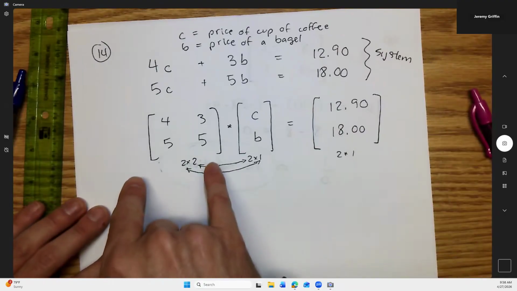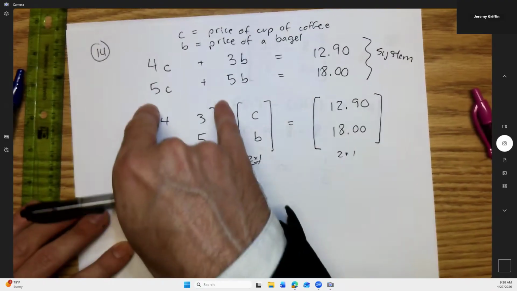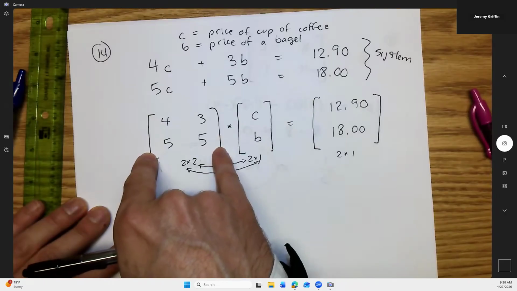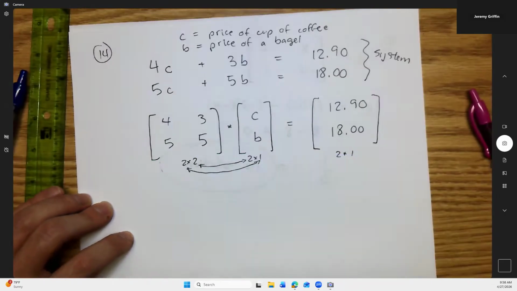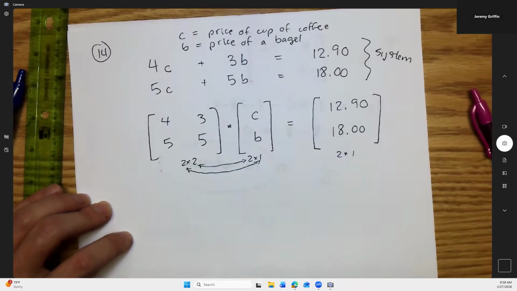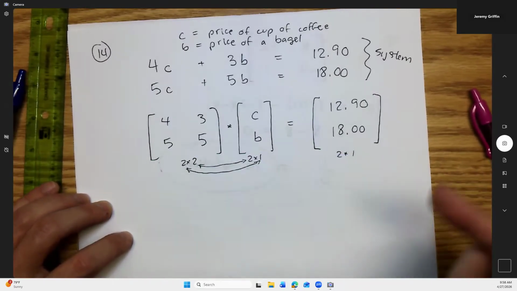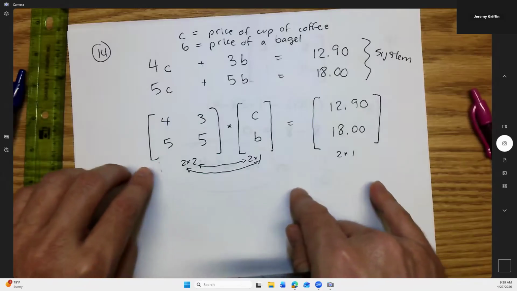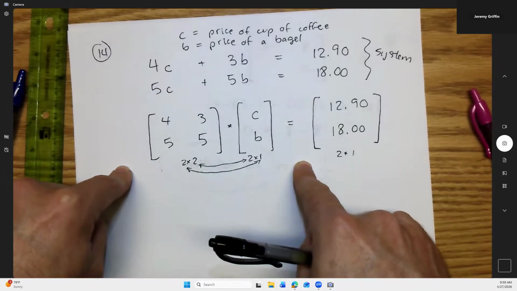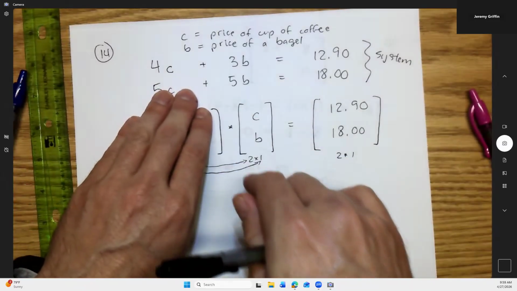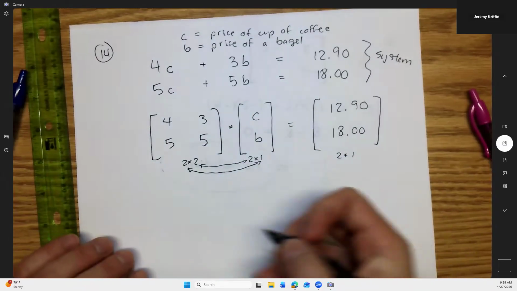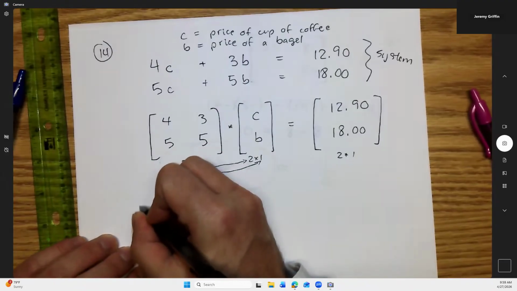Well, what if I took this coefficient matrix in front, this 4, 3, 5, 5, and I was able to divide that over? Wouldn't that leave me with just C and B, and then I would have the answers? So how do you divide a matrix? Oh, that's what the inverse is for. If I multiply both sides by the inverse matrix, then on the left side I would get the identity matrix and I'd basically just be left with C and B, and then I would have the answer. So let's find the inverse matrix.